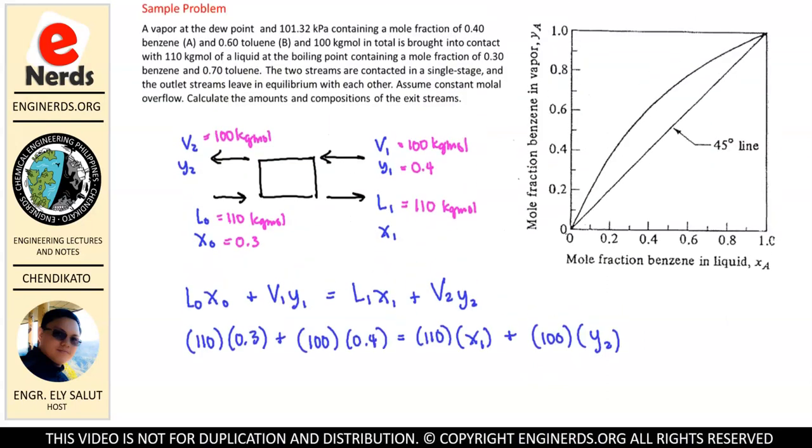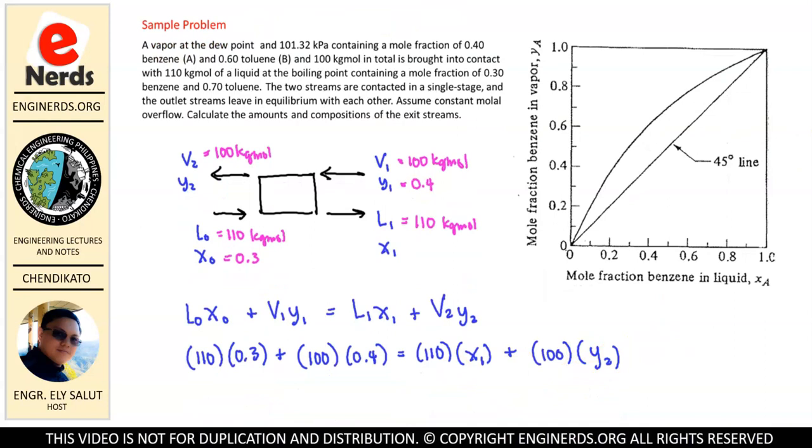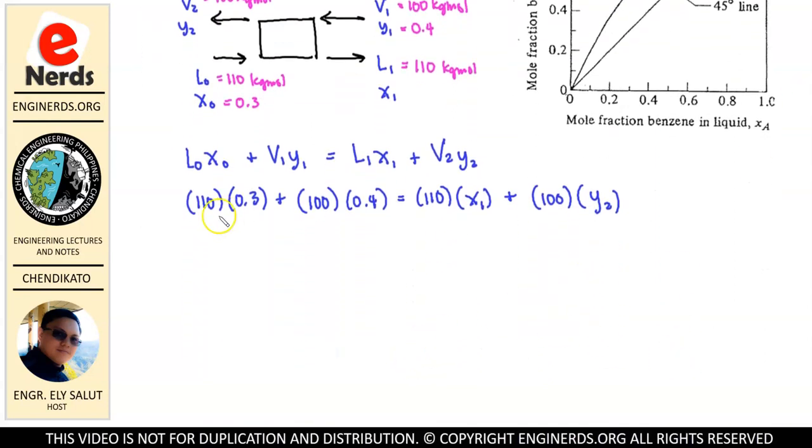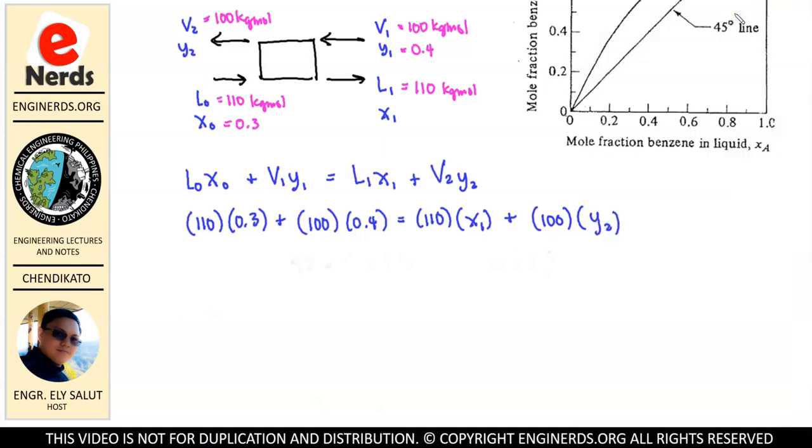Alright, so we will be using this graph, katulad nung sinabi ko kanina, na itong ating table here. But we will not be able to easily identify dahil parehong X and Y ang unknown natin in this case. So that means we will be using trial and error on this type of problem. So, para mas mapadali, isolve na natin itong nasa left side ng ating equation. Okay, so let's use our calculator. We have 110 times 0.3 plus 100 times 0.4. So, this is equal to 73. So, that will be on the left side of our equation. So, we have 73 is equal to 110 times x1 plus 100 times y2. Alright, so we will do trial and error in here.